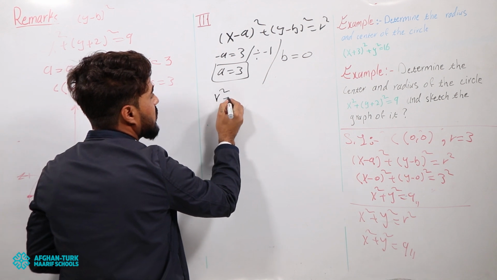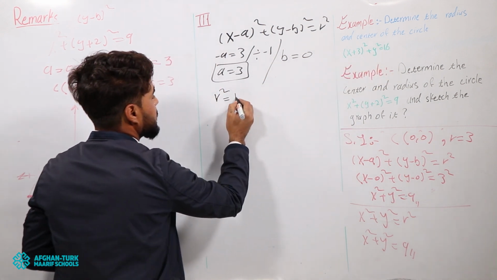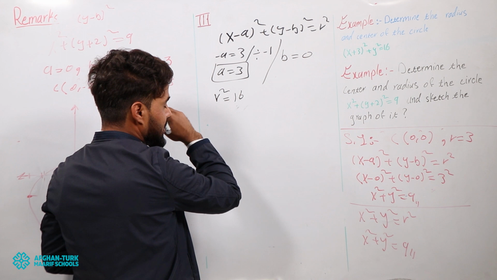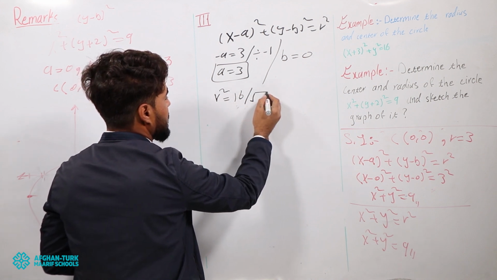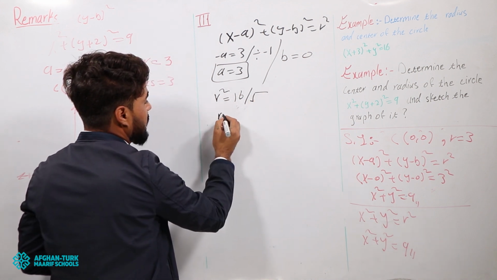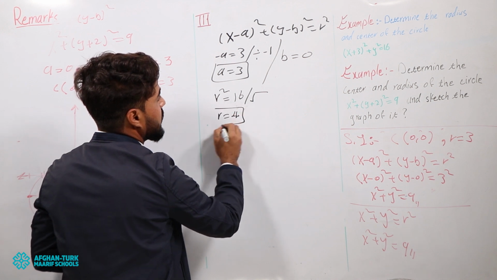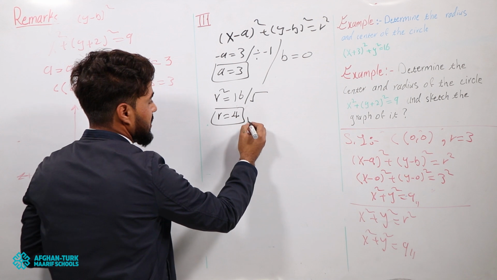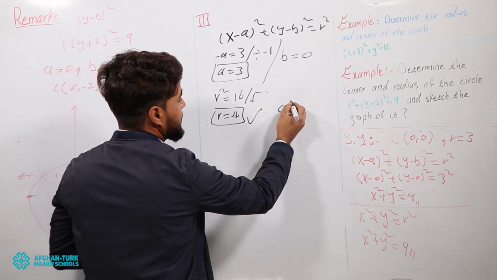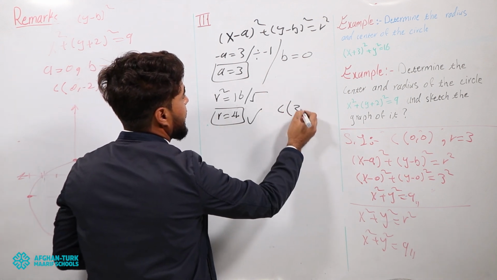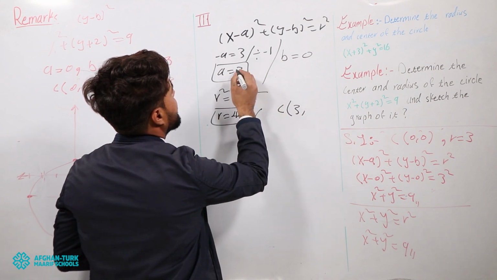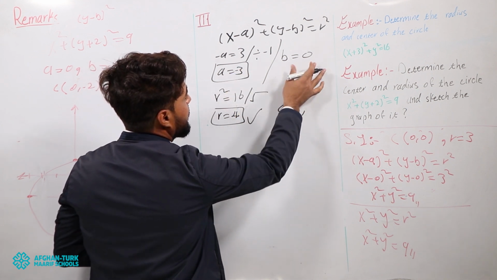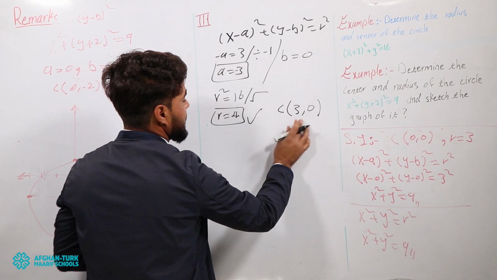And r squared is equal to 16. So when I take the square root of both sides, r will be equal to 4. So the question also asked us for the center and radius. This one is the radius of the circle, and the center is: a is 3 and b is minus 3. I'm sorry. B is equal to 0. So this is the center of the circle.